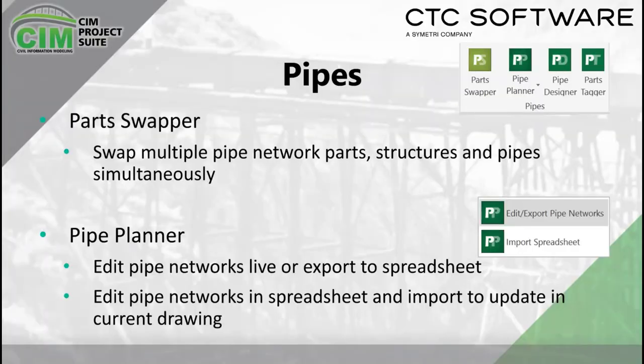So next in that is our Pipe Planner. What this does is it edits already created pipe networks, and you can do them live in your drawing, or we can export them to a spreadsheet to be done that way, and then we would use the import spreadsheets to update our drawing. So let me jump back to that same drawing. We'll show you what that interface looks like.